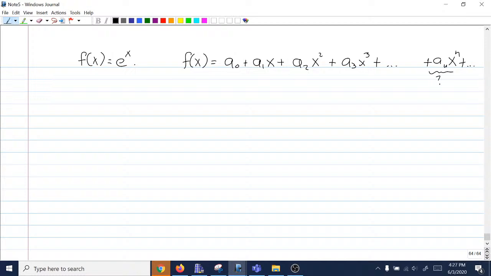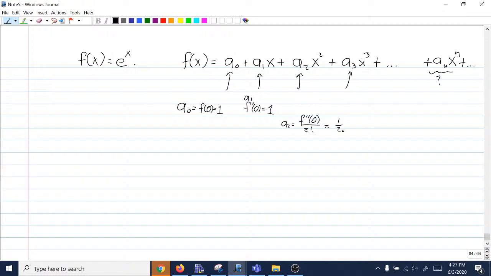If e to the x was a polynomial, that trick we just saw for using a function to figure out the coefficients would tell us what those coefficients have to be. a0 would have to be f of 0. That's e to the 0, which is 1. a1 would be f prime of 0. The derivative of e to the x, I'm really good at doing that in my head, is e to the x. Plug in 0, and I get 1. a2 would be f double prime of 0 divided by 2 factorial. The second derivative of e to the x is also e to the x. Plug in 0, you get 1.